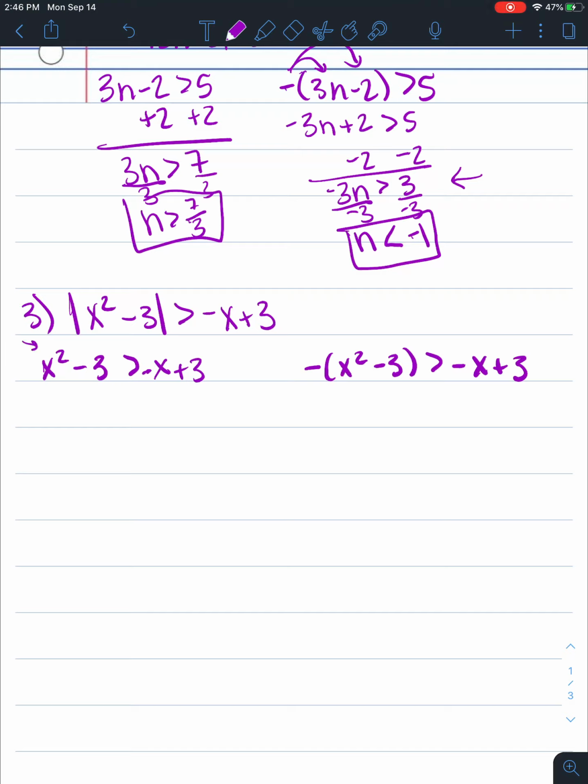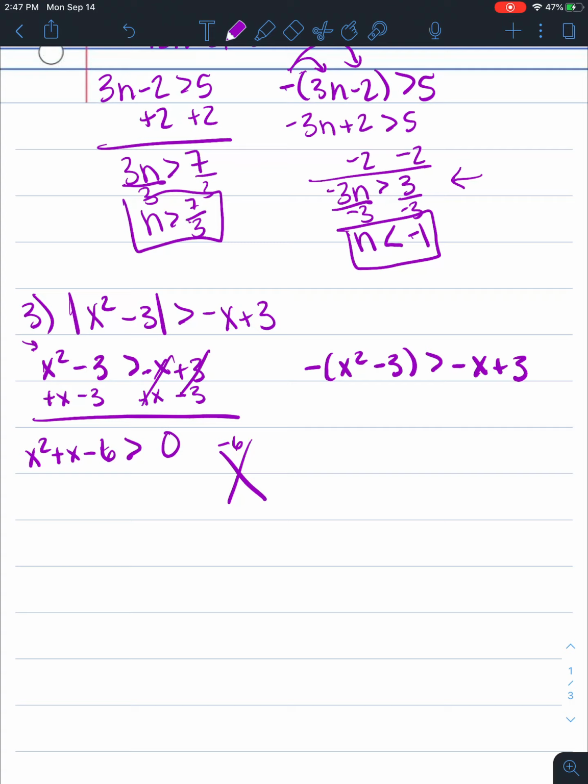On this side, I have this squared, so I have a quadratic. That means I need to make this equal to 0 so that I can factor. The first thing I'm going to do is move everything to one side. So I'd end up with x squared plus x. I cannot combine these two terms because they are not like terms. They do not have the same exponent. So I have x squared plus x, negative 3 minus 3 is minus 6, greater than, over here I get 0. Now I have x squared plus x minus 6 is greater than 0.